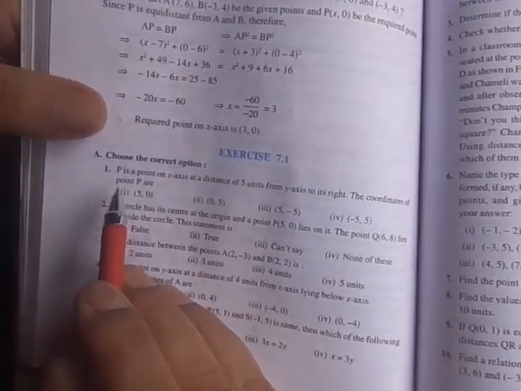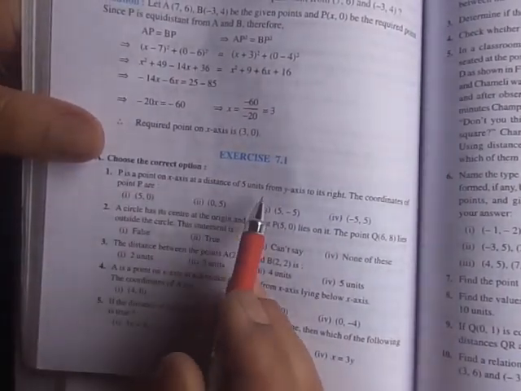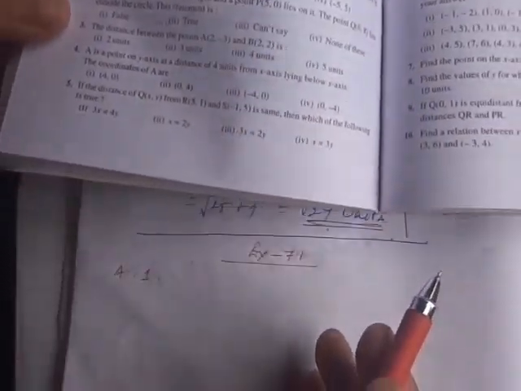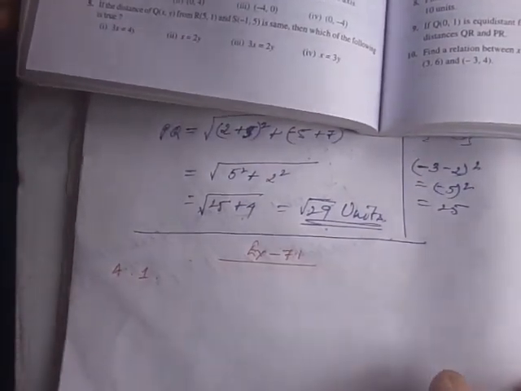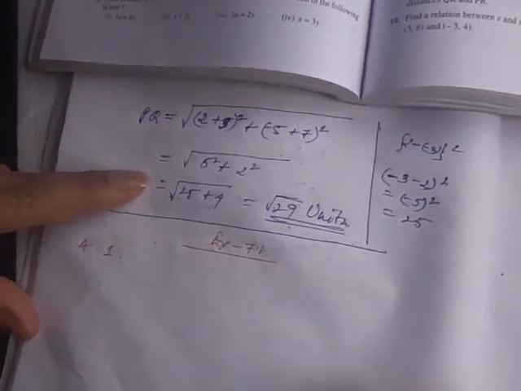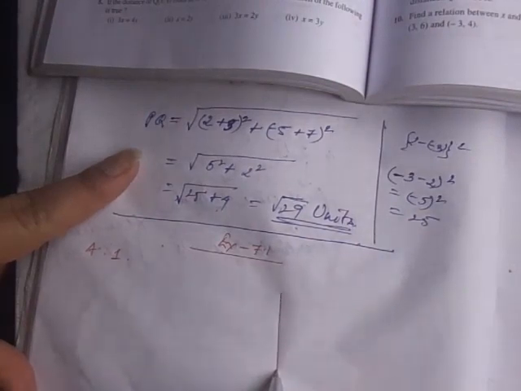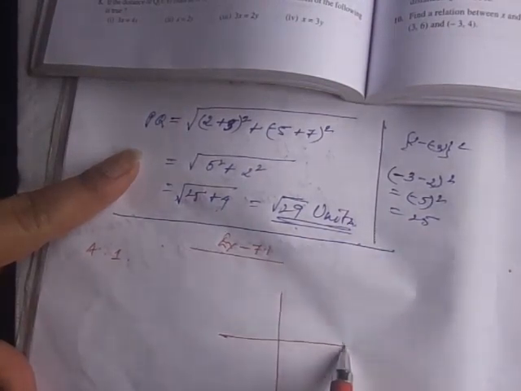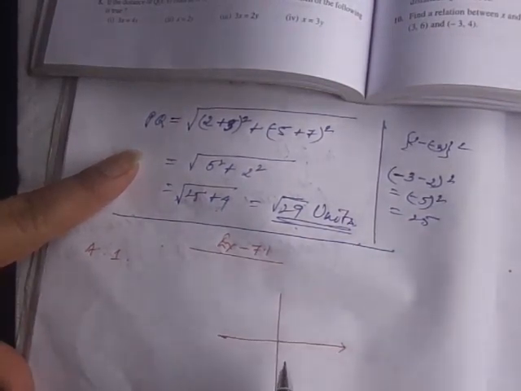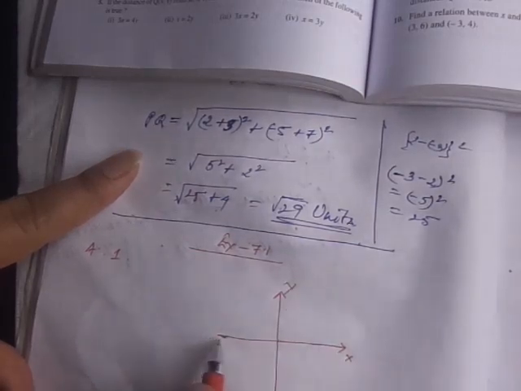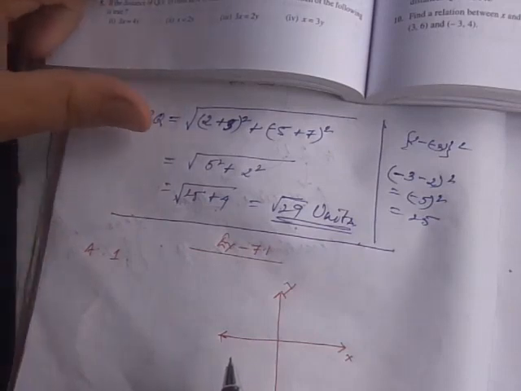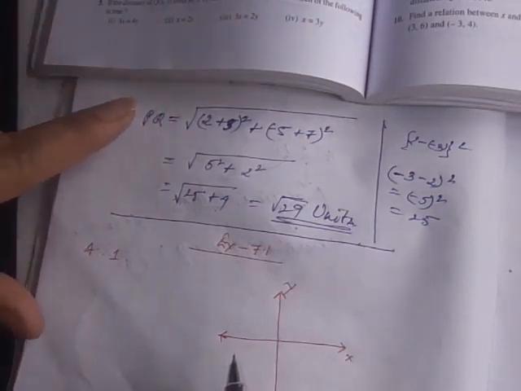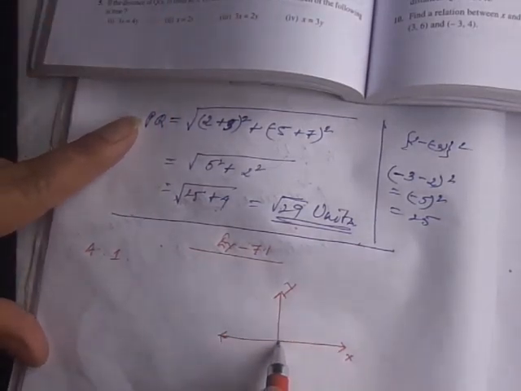So where is this P? P is on x-axis at a distance of 5 from y-axis, to its right. So here is y-axis and this one is x-axis. This P is a point on this x-axis, at a distance of 5 units from this y-axis, to its right.